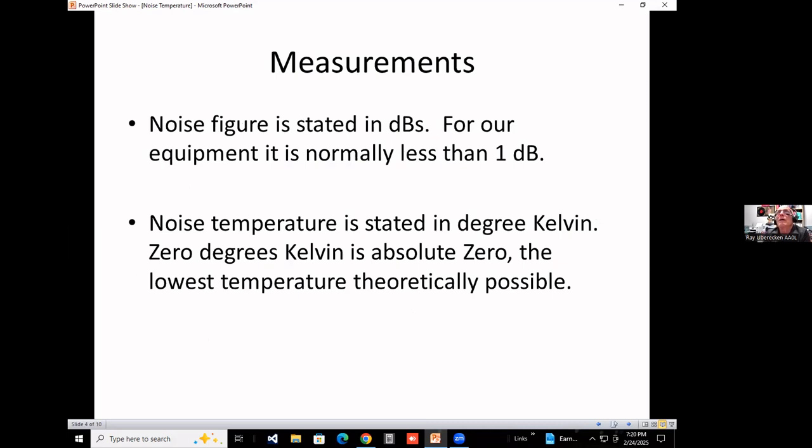For measurements, noise figure is stated in dB, which is a logarithmic function. So for our equipment, it's normally less than 1 dB, as I stated. The noise temperature is stated in degrees Kelvin. 0 degrees Kelvin is absolute zero, and the lowest temperature theoretically possible. So now we've got a starting place for doing our figuring.